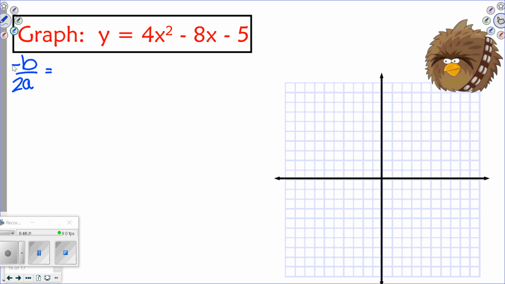All right, what's negative b? 8 over 2 times 4. So 8 over 8, which is 1. All right, so to find the other part, let's plug that back in. What's 4 minus 8 minus 5?